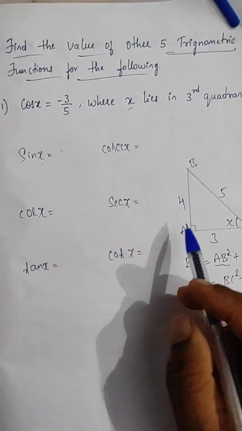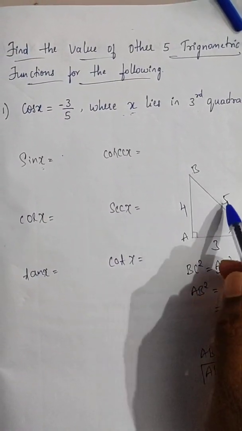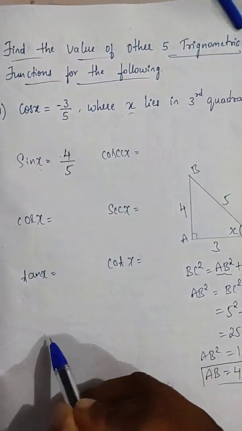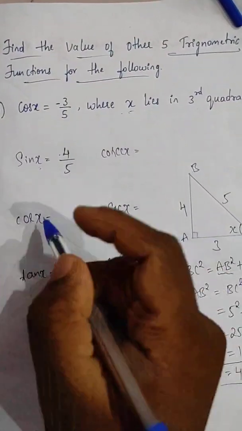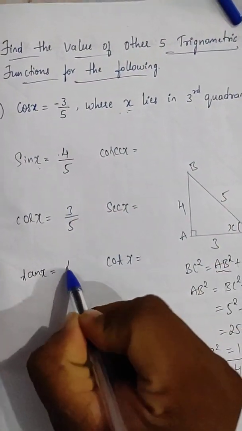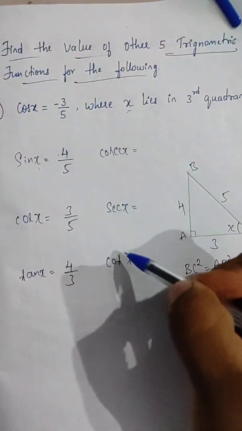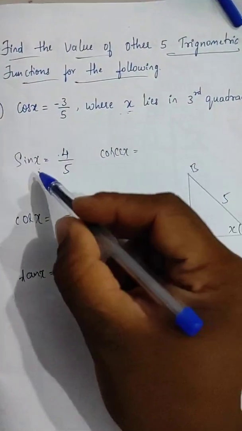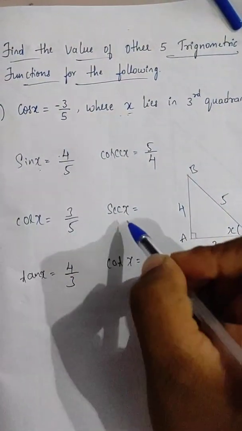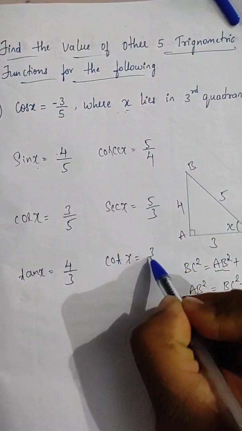If this side is 4, now we can easily write the sin ratio. What is the sin ratio? Opposite by hypotenuse. Cos x is equal to adjacent by hypotenuse. Tan x is equal to opposite by adjacent. Is it clear? After writing sin, cos, tan, cosecant, secant, cot is very easy. Just write the reciprocal of these. The reciprocal of sin is 5/4, the reciprocal of cos is 5/3, and the reciprocal of tan, cot, is 3/4.